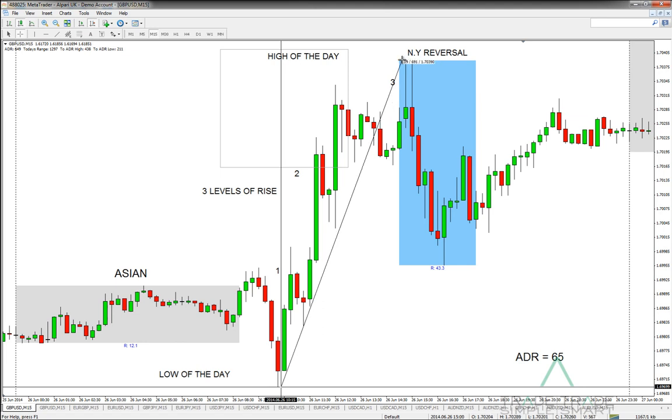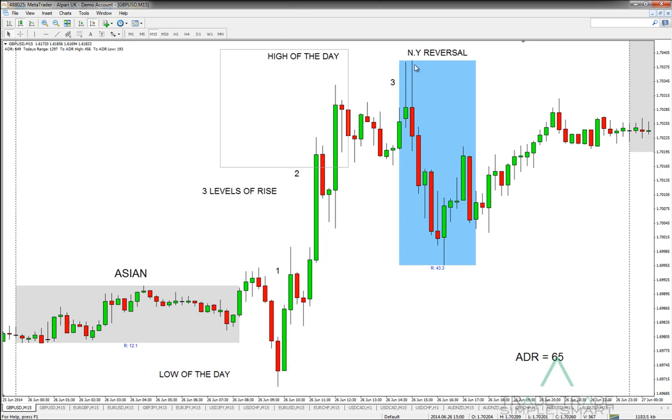And in this case, at the open of the New York session, the high of the day and the average daily range comes in at 69.1. So in this case, we've exceeded the average daily range. We have the low, which has been set during the London session, and then we have the high, which is represented by this hammer, an aggressive move to the downside set during the New York session.